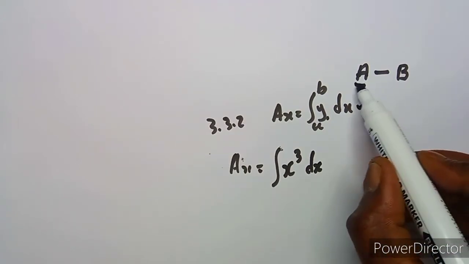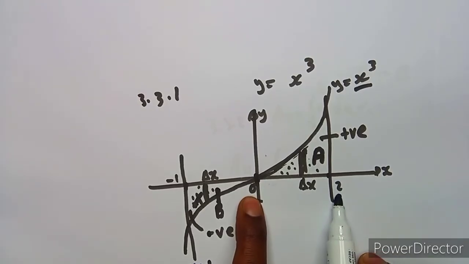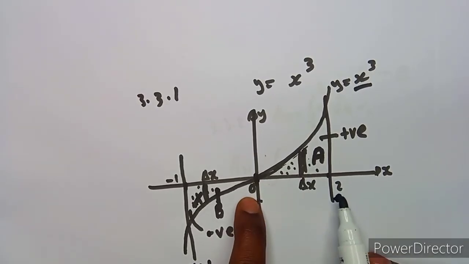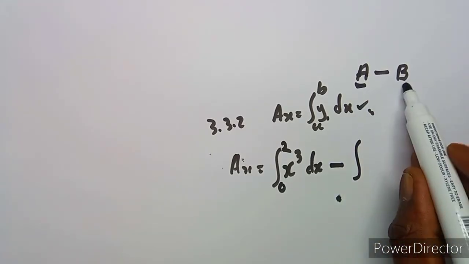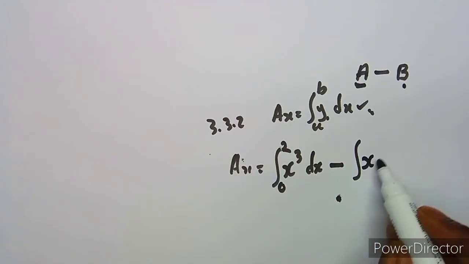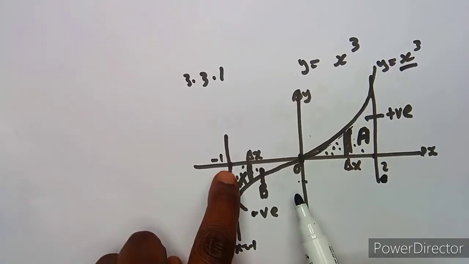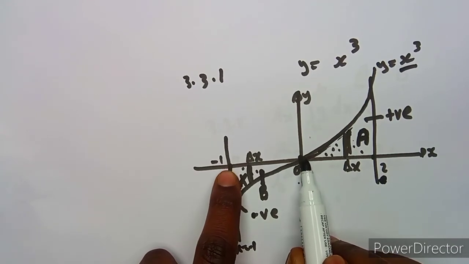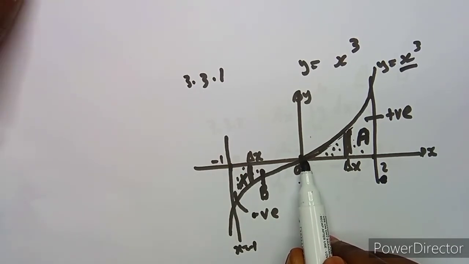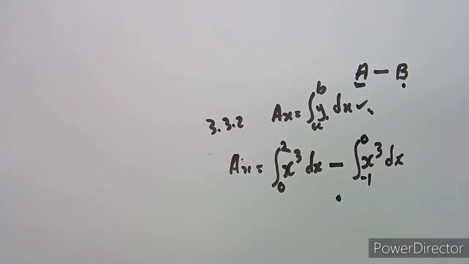The limit now for A, our A here is limited from 0 to 2. Take note, guys. This is your A, which is limited from 0 to 2. So we are going to have 0 here, 2, minus the area for B, which is from the same graph of x to the exponent of 3, but this one is limited in the negative region between -1 and 0. Between -1 and 0. These are the limits that you're going to use. All right. Between -1 and 0, like that. So that's a combined function now.